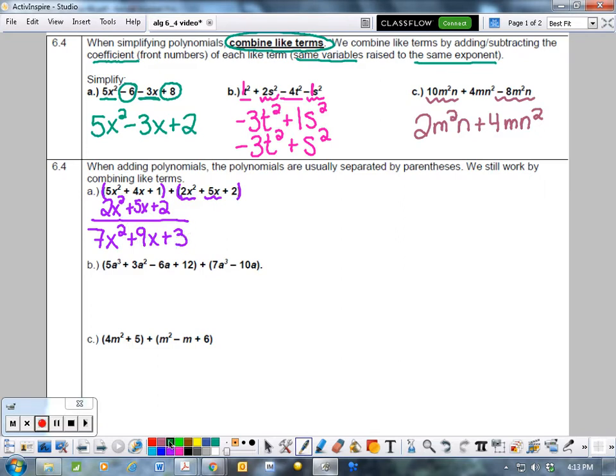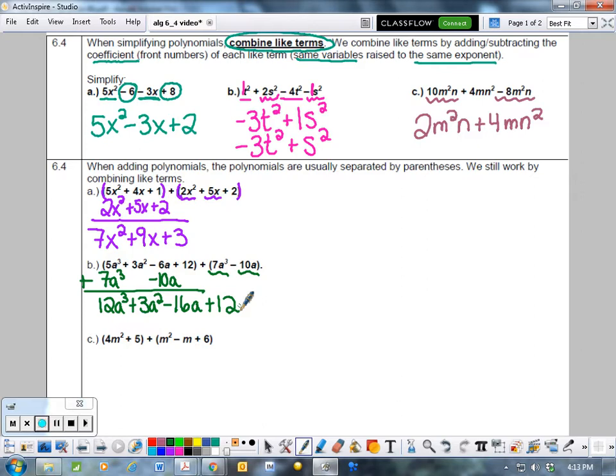So now we're going to move to the next one. We're going to do the same sort of thing. 7a to the third, so I'm going to move that under another a to the third, minus 10a. So I'm going to put that underneath the a. So you got a little tricky there because we didn't have an a squared. So we just move them under the correct parts, combine what we can. So this becomes 12a to the third, sorry, plus 3a squared, minus 16a, and then plus 12. So that's our final answer.